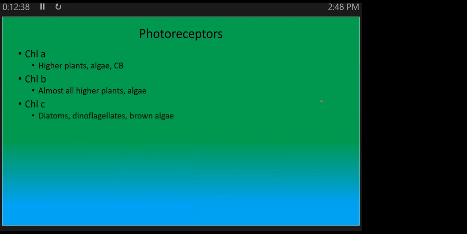But then there's also chlorophyll C and chlorophyll D. Just be aware that there are some other versions besides A and B. Chlorophyll C you find in the diatoms that we looked at earlier. We didn't talk too much about dinoflagellates, but they also have chlorophyll C, as do brown algae. And then chlorophyll D is in red algae and cyanobacteria. So there are other versions of chlorophyll.